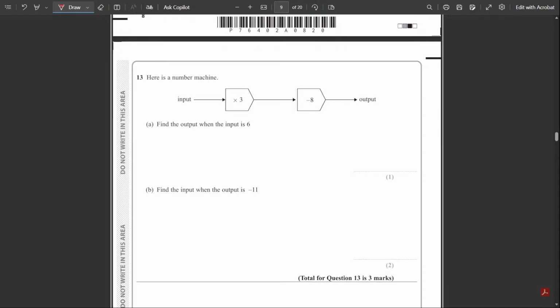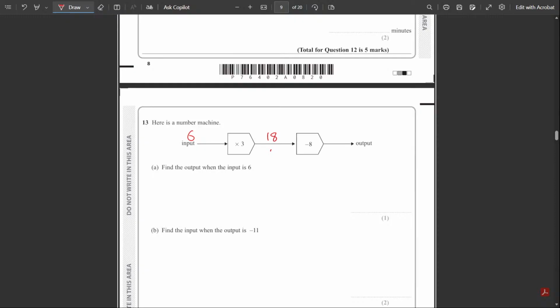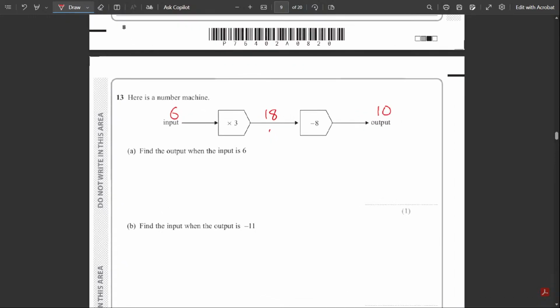Okay, question 13. Here's the number machines. Find the output when the input is 6. So if you put 6 in, multiply by 3. We put 6 in, multiply by 3, that gives you 18. And then take away 8, that gives you output to be 10.